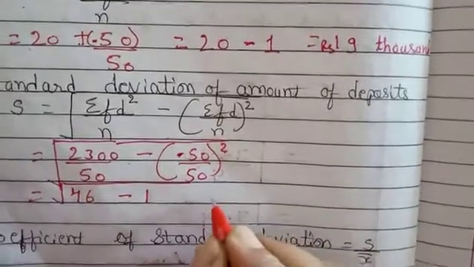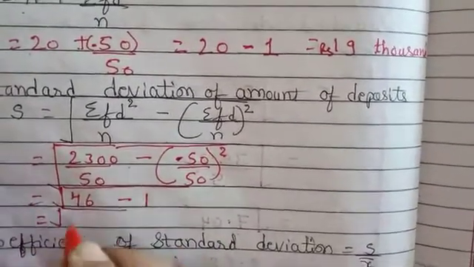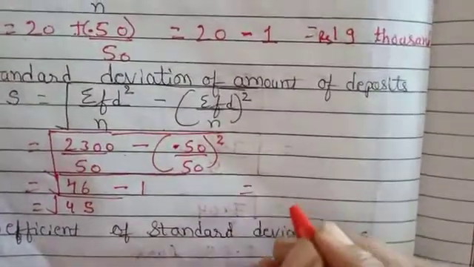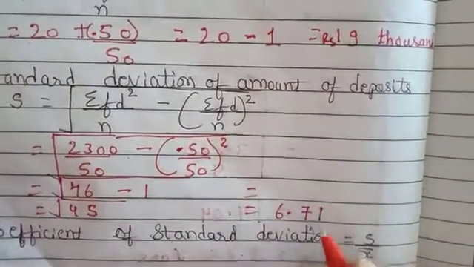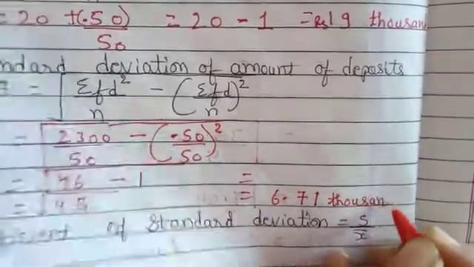So that is equal to 46 minus 1. So now I have to find the square root of 45. That will give me 6.71. So my standard deviation is rupees 6.71 thousand.